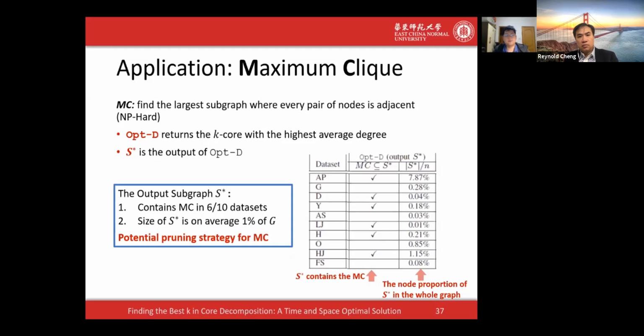For maximum clique, we still use opd, and we assume S star is the output of opd. We found that S star contains the maximum clique in 6 out of 10 datasets, and its size is on average 1% of the original graph. And it's a potential pruning strategy for maximum clique.